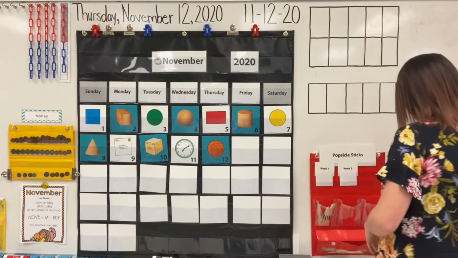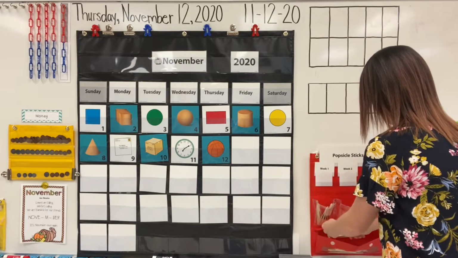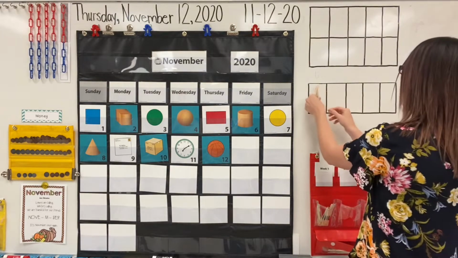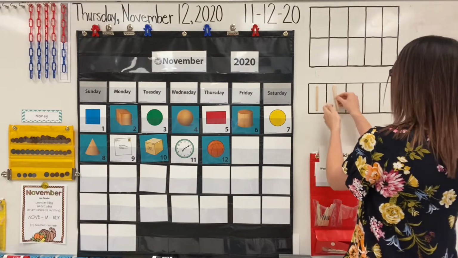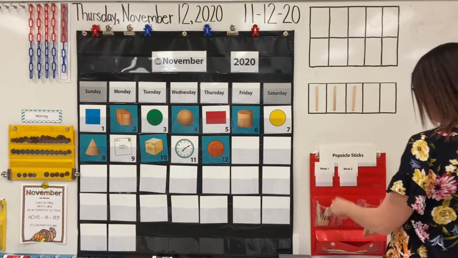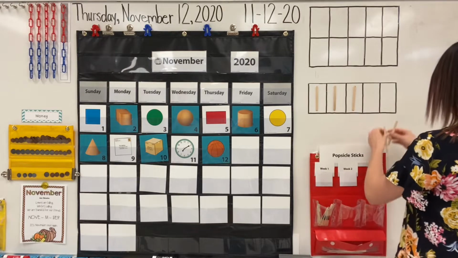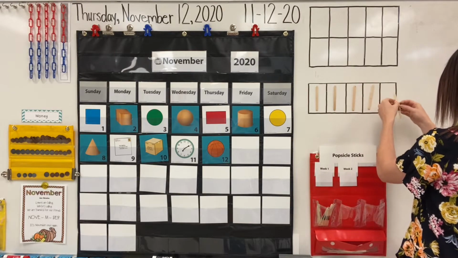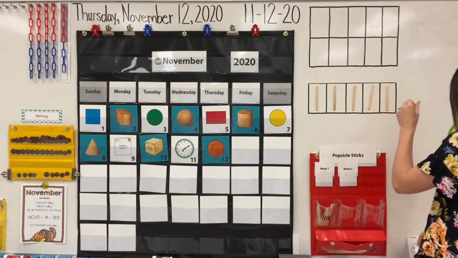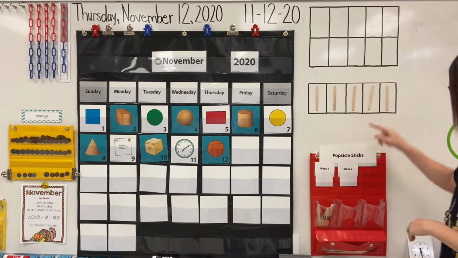5. We're gonna get 5. Okay, here we go. I'm gonna put it in the 5 frame. 1, 2, 3, 4, and 5. So take a look at our 5 frame.